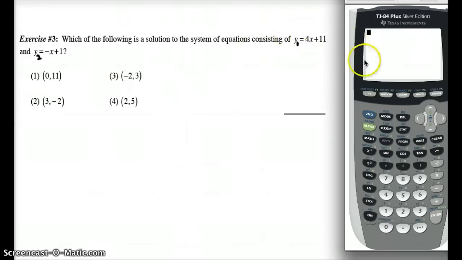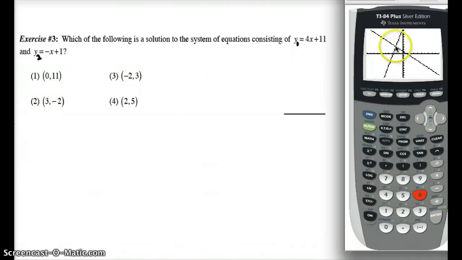So how about this? Let's try putting it in our calculator. Y equals 4x plus 11. And the second equation is, so you're going to arrow down and go to y2, and it's negative x plus 1. Okay. And I can look at the graph, and if I hit Zoom 6 it will always give me that squared-off window that for now I'm going to be happy with.